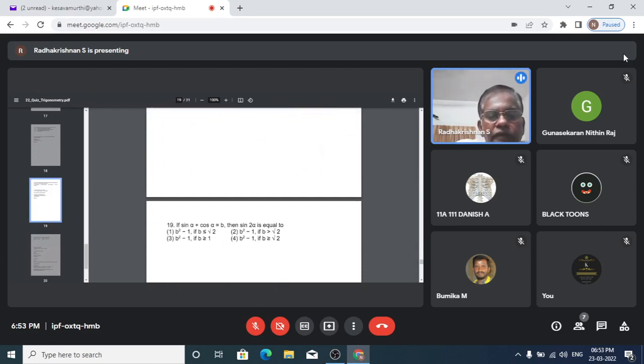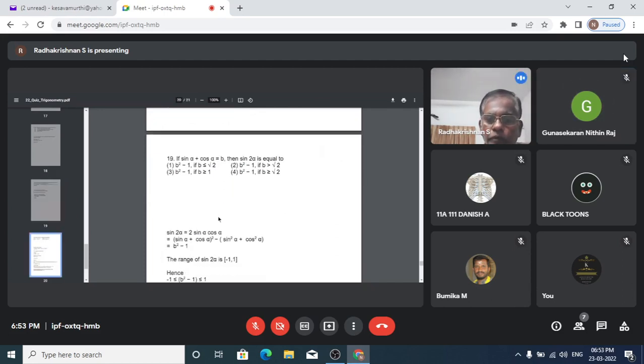Okay. If sin alpha plus cos alpha equal to b, then sin 2 alpha is equal to... Sir, third option. Third option, b square minus 1. Sir, we can square on both sides. We will get 1 plus 2 sin alpha cos alpha equal to b square. 2 sin alpha cos alpha equal to sin 2 alpha. Sir, then sin 2 alpha is equal to b square minus 1. That sin 2 alpha range will be from 0 to 1, sir. So it should be greater than 0. So b square minus 1 is greater than 0, which means b will be greater than or equal.